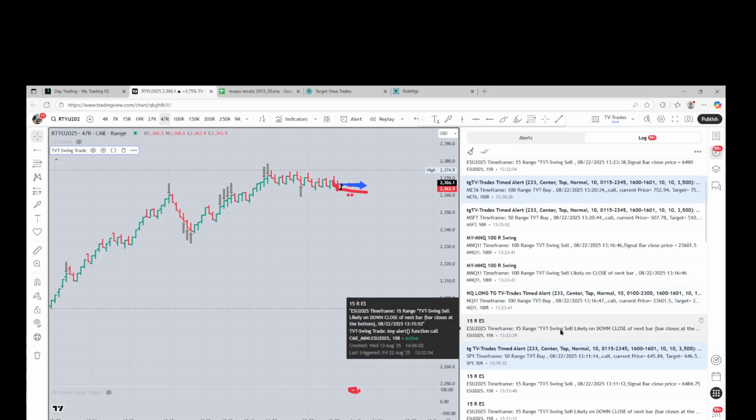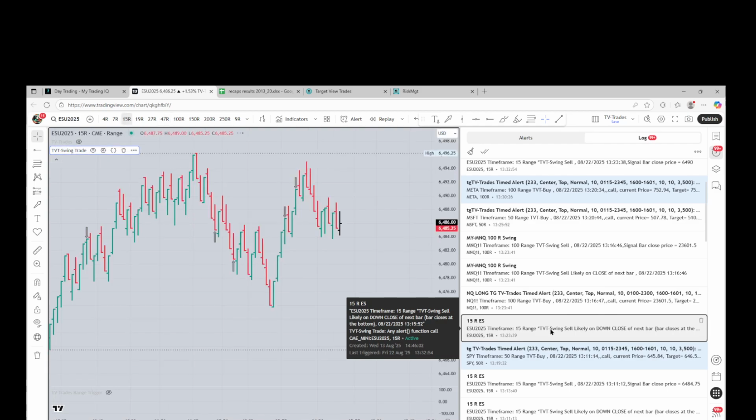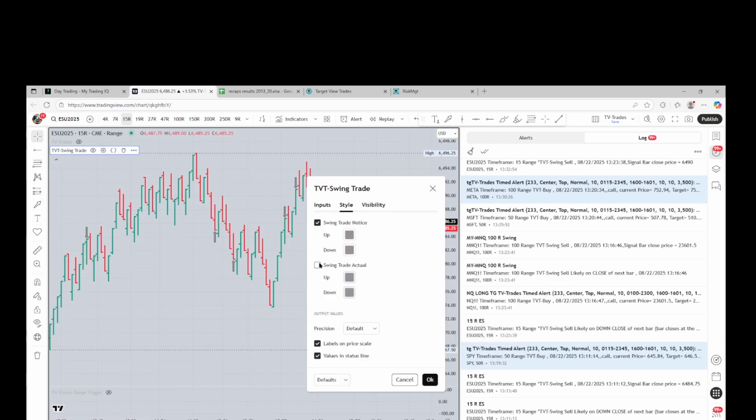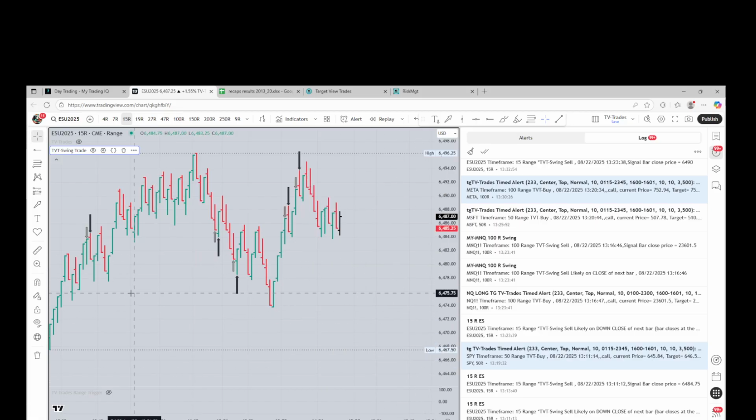Now this right here is from a gray bar. You see how it says TBT swing sell likely on down close of the next bar? That was on the gray bar on a 15 range ES this morning at 13:23. Now I shut that off, but you can see the gray bars and all that.